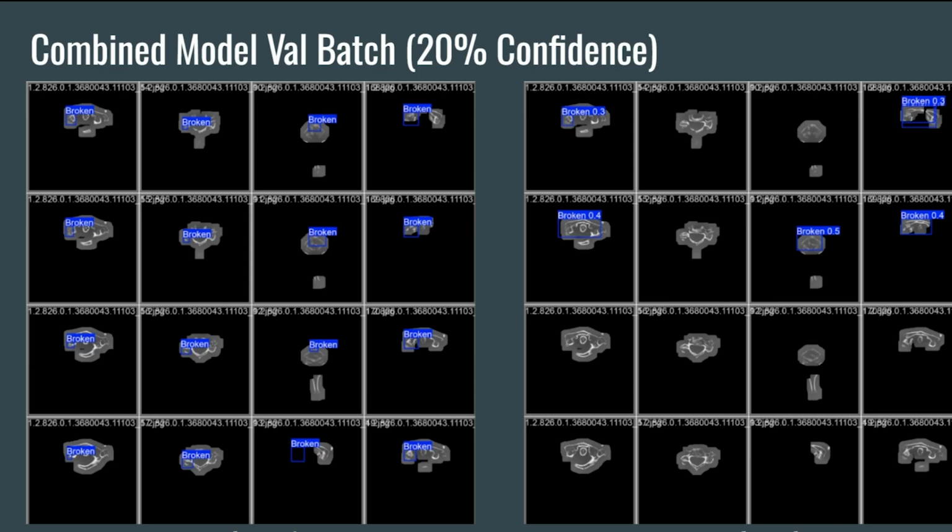Here is an image of the validation batch showing our ground truth on the left and the predicted results with a confidence threshold of 20%. As you can see, while our model was able to correctly identify some fractures, it also missed others, showing that we need further improvement in our detection approach.